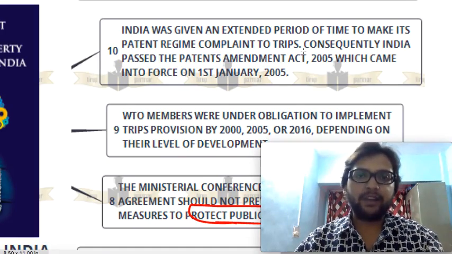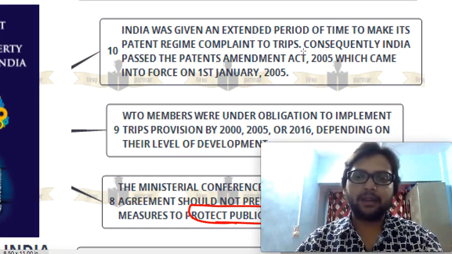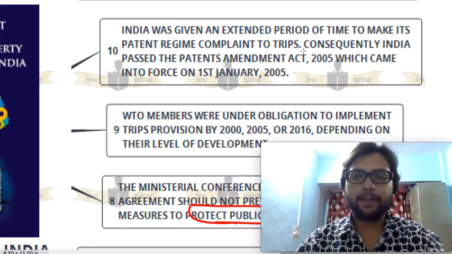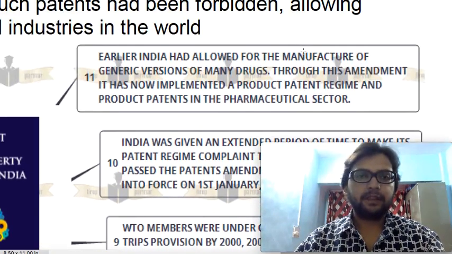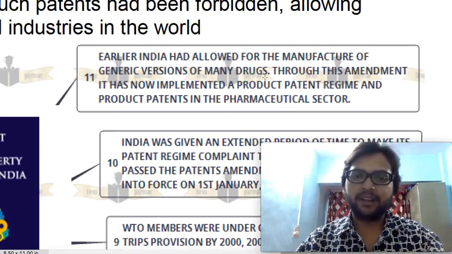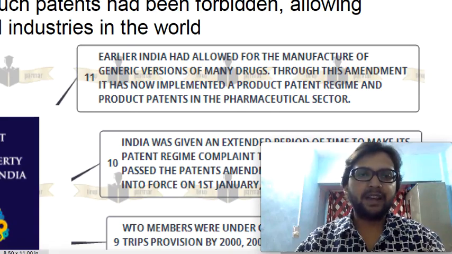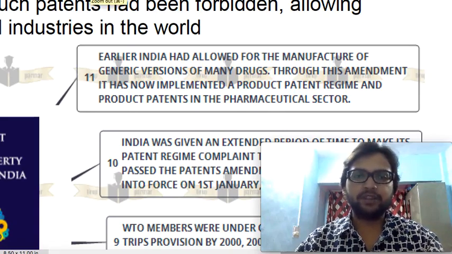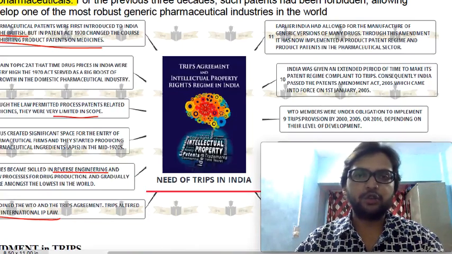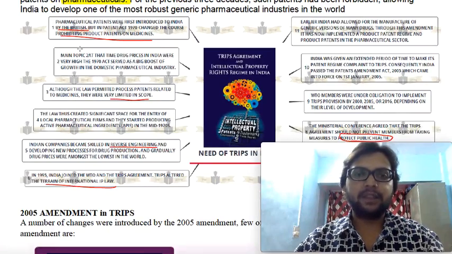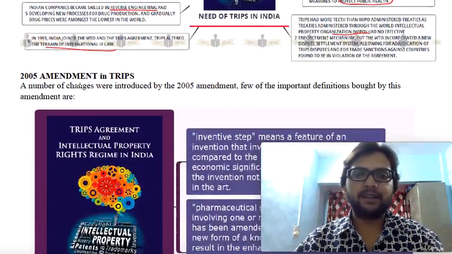Remember, some African countries also got more time than us. Why? Because they are way behind as compared to India. Then, earlier India had allowed the manufacture of generic versions of many drugs. Through this amendment, it has not implemented a product patent regime in the pharmaceutical sector. So we are still developing generic versions of many medicines, and in future also we are going to do the same thing. I hope this particular point is clear.